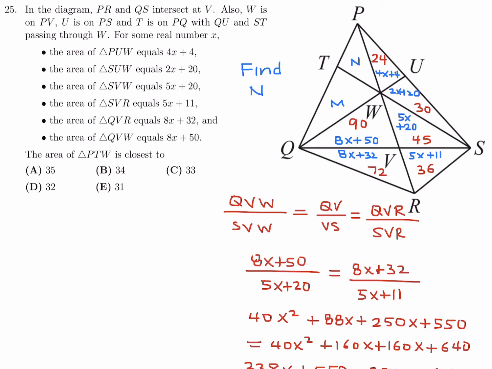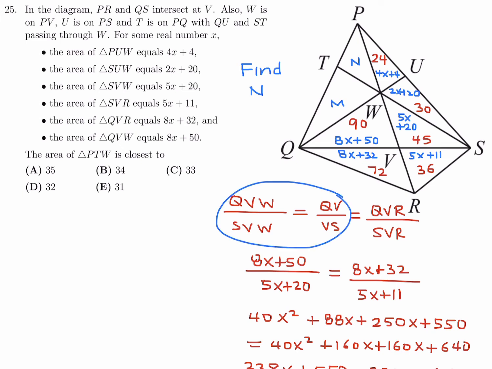Well, I think it would be very helpful if I actually knew some numbers. If I knew some numbers, that would really help me out. But do I? And the answer is sure. Why not? QV over VS, we can easily get a number for it. It would be 90 over 45, right?